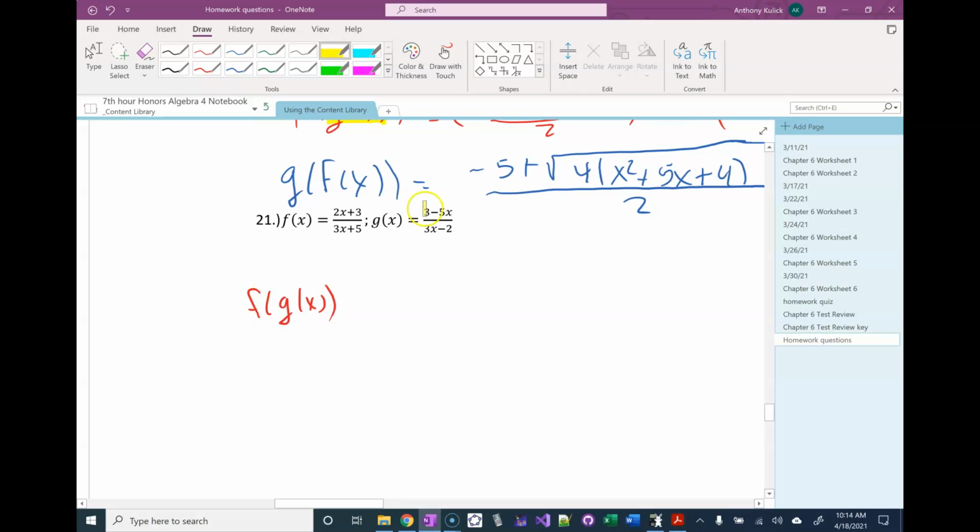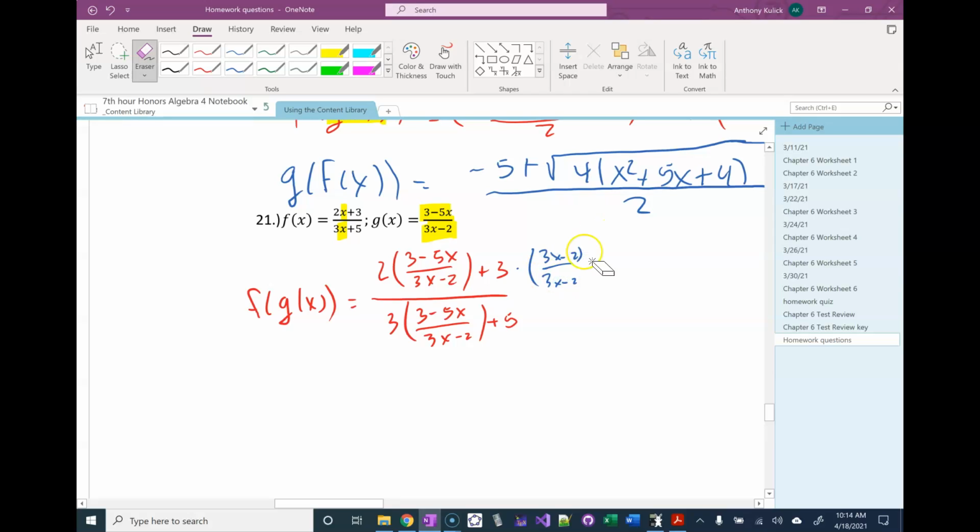So the idea here is I'm going to take my g of x and plug it into the x's in my f of x. And I have 2 times my g of x plus 3 over 3 times my g of x plus 5. So I'm going to go ahead and distribute the 2 through and make a common denominator. So here the common denominator would just be 3x minus 2. So I'll multiply the top and bottom of 3 by that, and the same thing with the 5.